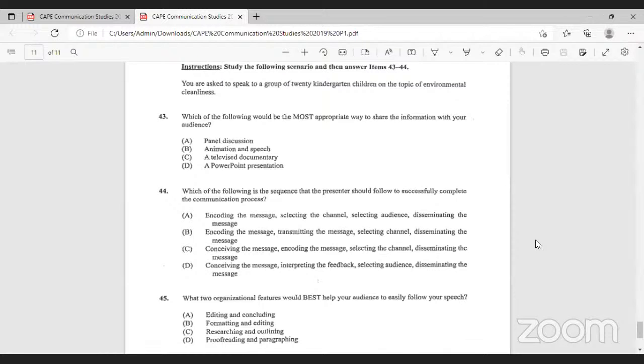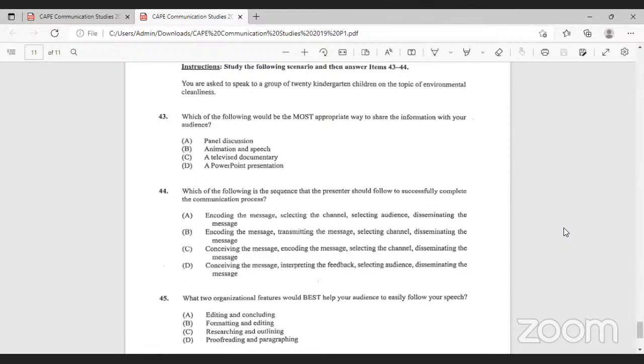44 is C. 45, what two organizational features would best help your audience to easily follow your speech? Editing and concluding, formatting and editing, researching and outlining, proofreading, and paragraphing. Organizational features. So we look at how the thing is organized on the paper, right? If somebody is reading it, you are reading the speech to somebody. What would help you to read it in such a way that everybody can follow it? 45.